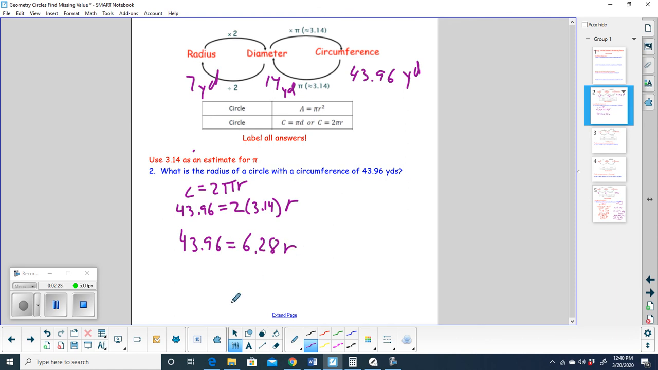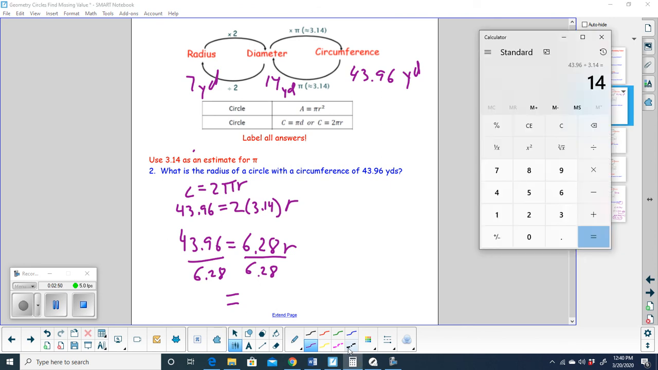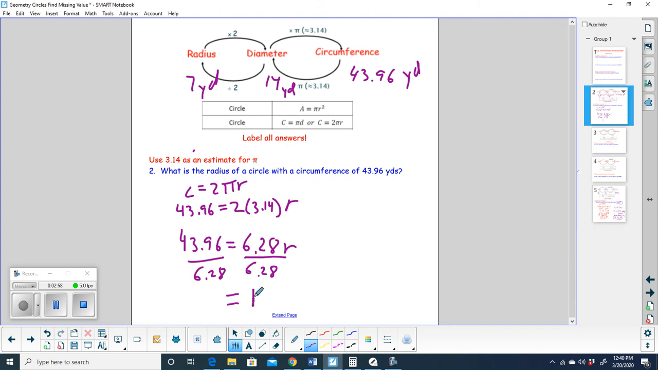So now I have an equation where I can solve it by going one more step. To get r by itself, what would I do? I would divide this side of the equation by 6.28. If I divide one side by 6.28, I have to divide the other side by 6.28. Let me just move this equal sign down a little bit. All right, so what do we have? This becomes just 1r. 6.28 divided by 6.28 is 1r.